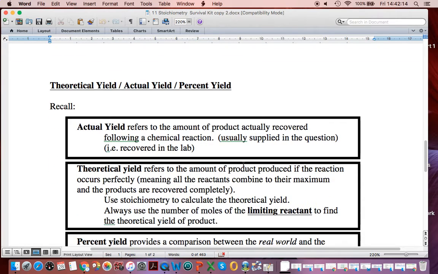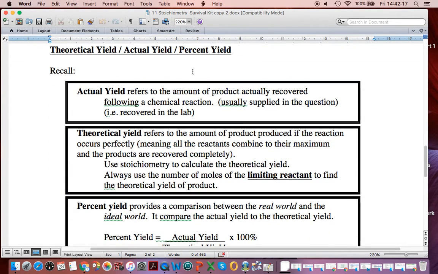The last 3 things we have to deal with are the 3 types of yields. Actual yield means what's been experimentally recovered. You will have done a lab where you're trying to scrape copper off an iron nail, and you will see it's hard to get all the copper. So the actual yield typically is going to be less than the theoretical yield. Theoretical yield is saying in a perfect world, how much product would we make if everything went well and we could recover it all? And that is always calculated from the limiting, the moles of limiting reactant using stoichiometry.